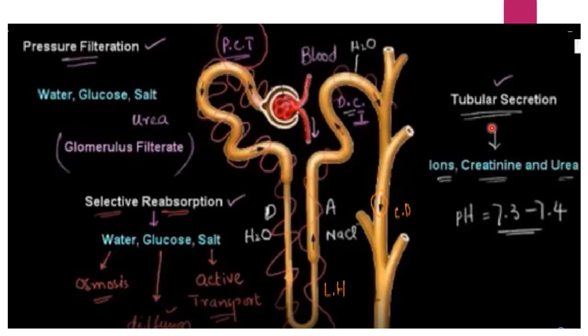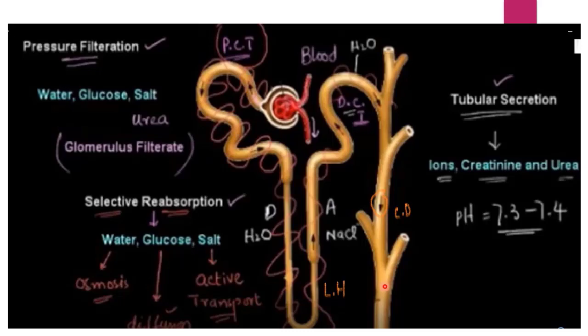Now the last step is tubular secretion, which is involved in maintenance of the normal pH of blood, which is about 7.3 to 7.4. And to do so, different ions, creatinine and urea are secreted from blood and added into this filtrate, which is coming towards the collecting duct. And this maintains the pH of blood. This filtrate which comes towards the collecting duct is now called urine, which then moves to the pelvis and is excreted out from our body.